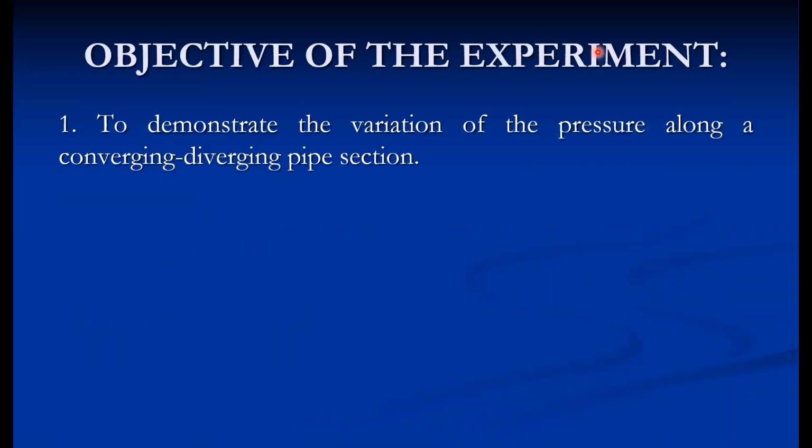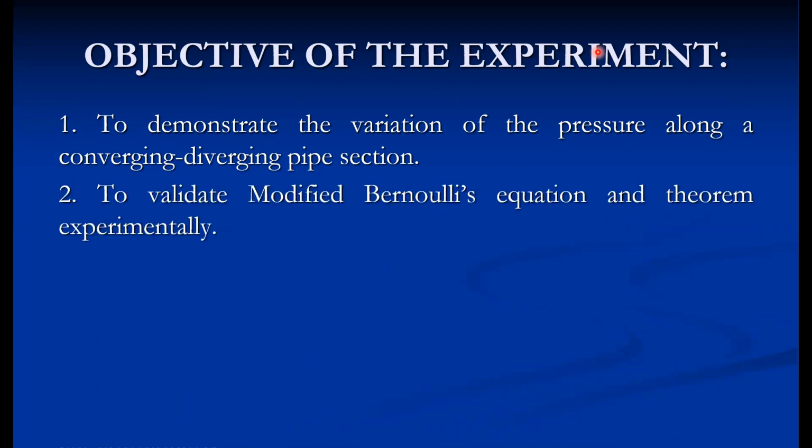The objective of this experiment is to demonstrate the variation of pressure along a converging-divergent pipe section, which is considered. And secondly, to validate the modified Bernoulli's equation and theorem experimentally.